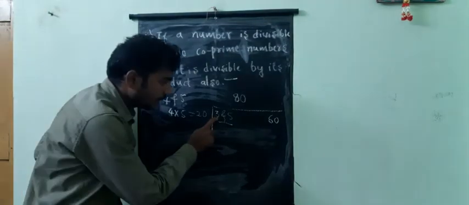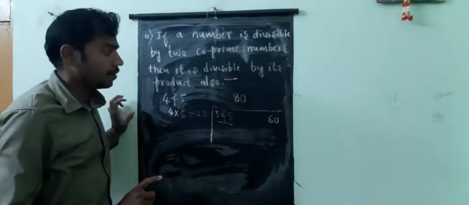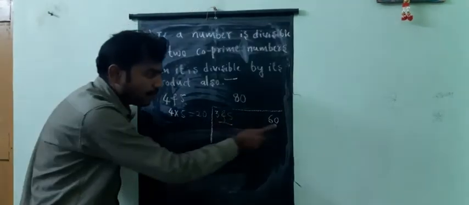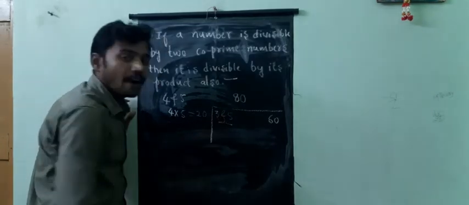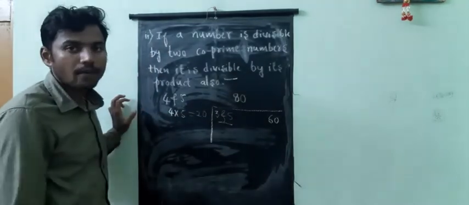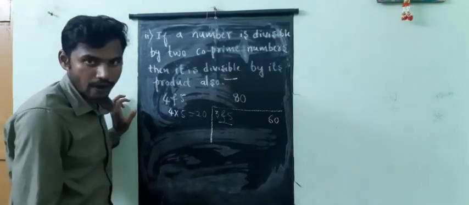Now 3 is a number, it is dividing 60. 3 twenties are 60. 5 is a number, it is dividing the number 60, that is 5 twelves are 60. And 3 and 5 are co-prime because only 1 is the common factor that exists between 3 and 5.